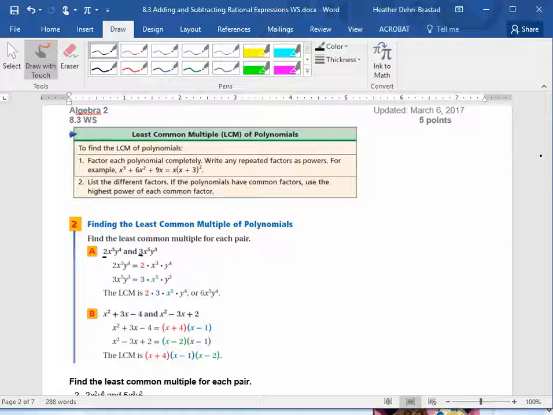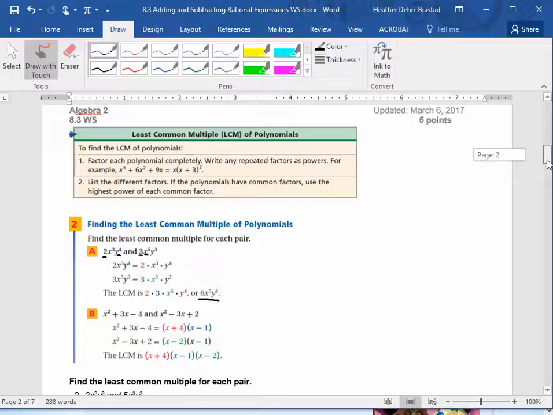Then I have x to the third and x to the fifth. You need the higher of each one, so I need the x to the fifth. And then y to the fourth, y to the third, you need the higher one, so you need the y to the fourth. So you have to take the highest of each exponent as your factors. So then you'd have 6x to the fifth, y to the fourth.